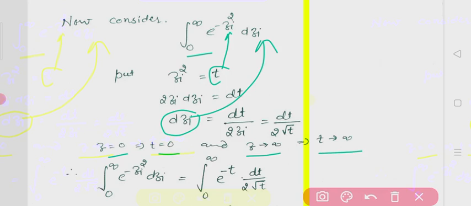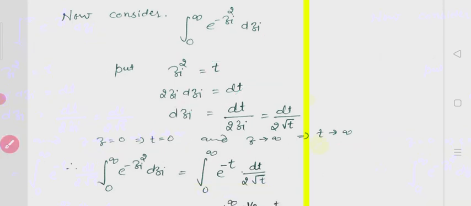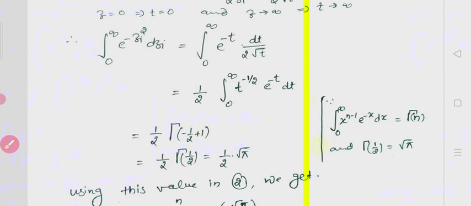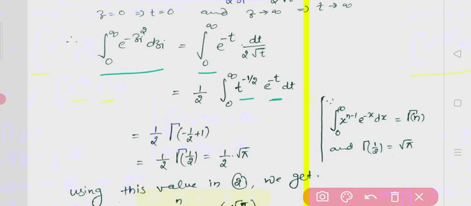So when you rewrite this integral, it can be written like this: 0 to infinity e raised to power minus t dt by 2 root t, and 1 by 2 is taken outside, that is 0 to infinity t raised to power minus 1 by 2 into e raised to power minus t. Now you recall the definition, this is a standard integral, 0 to infinity t power minus some number into e raised to power minus t dt. So remember that. That is the definition of the gamma function.